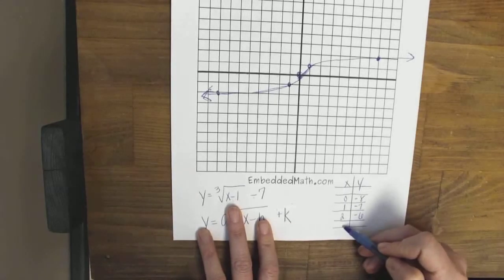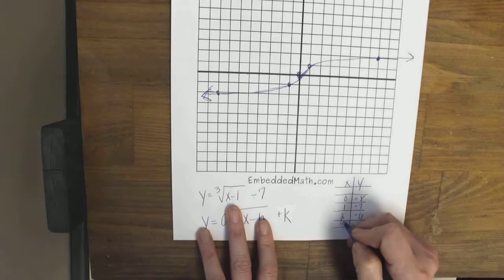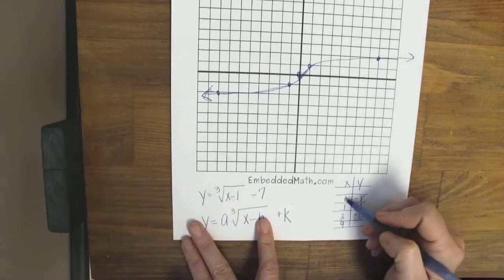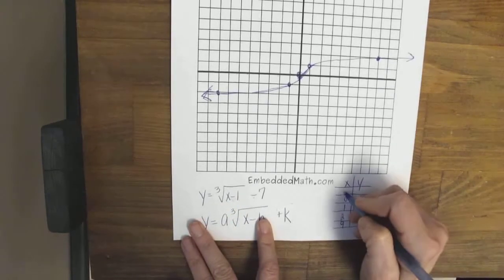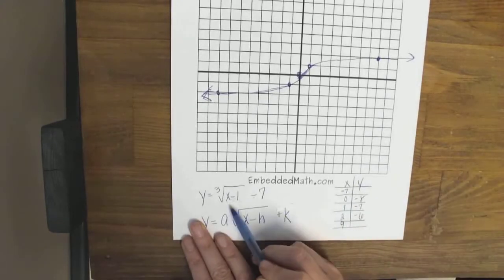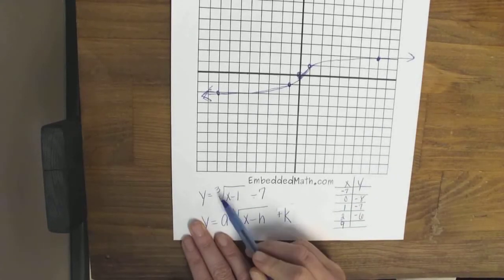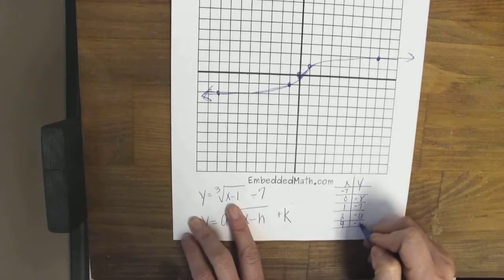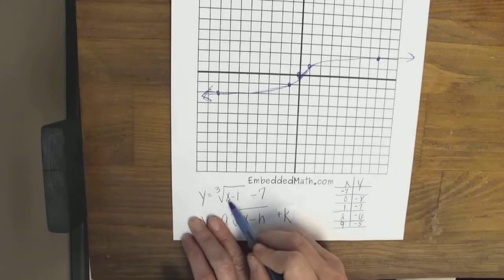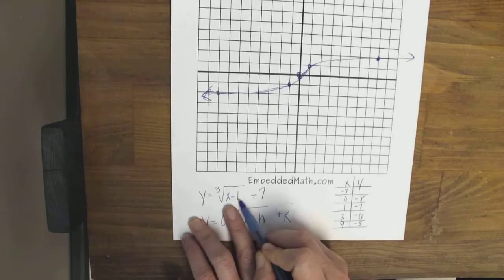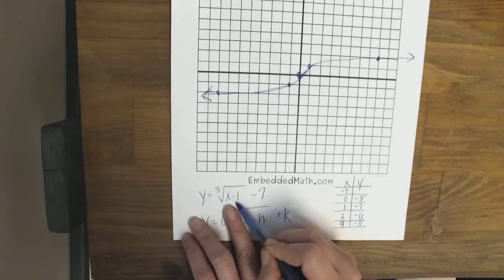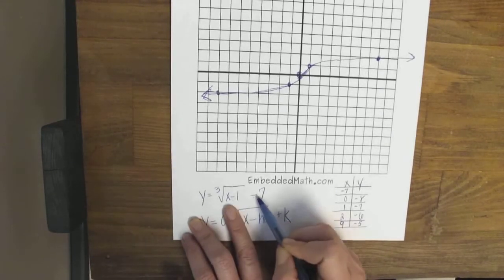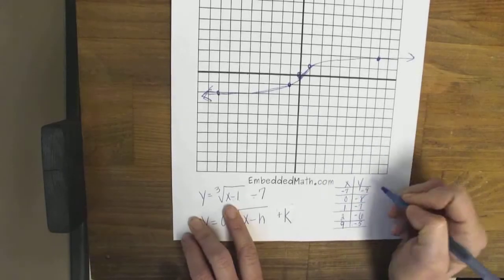Now I'm going to add 7. So I add 1, and then I add 7. 2 plus 7 would be 9. And go 7 smaller, that would be negative 7. 9 minus 1 is 8. Cube root of 8 is 2. 2 minus 7, negative 5. Negative 7 minus 1 is negative 8. Cube root of negative 8 is negative 2. Negative 2 minus 7 is negative 9.